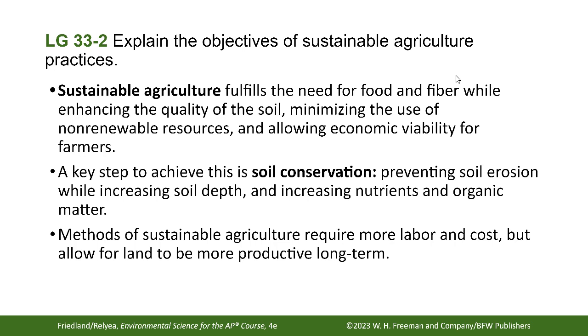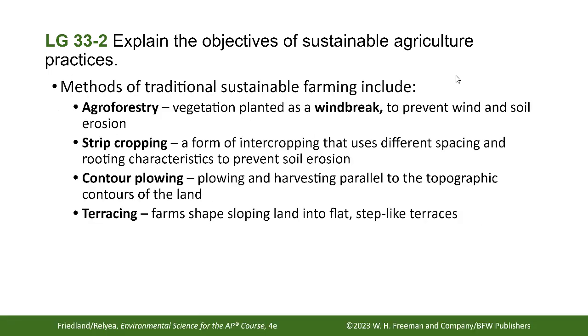Methods of sustainable agriculture require more labor and they are higher cost, but allow for land to be more productive long term. So the reason why these are not super popular is because you can't just take your combine or your tiller and run it through a field and you're done, right? So you have to probably do things a little bit more manually, which makes it not as attractive.